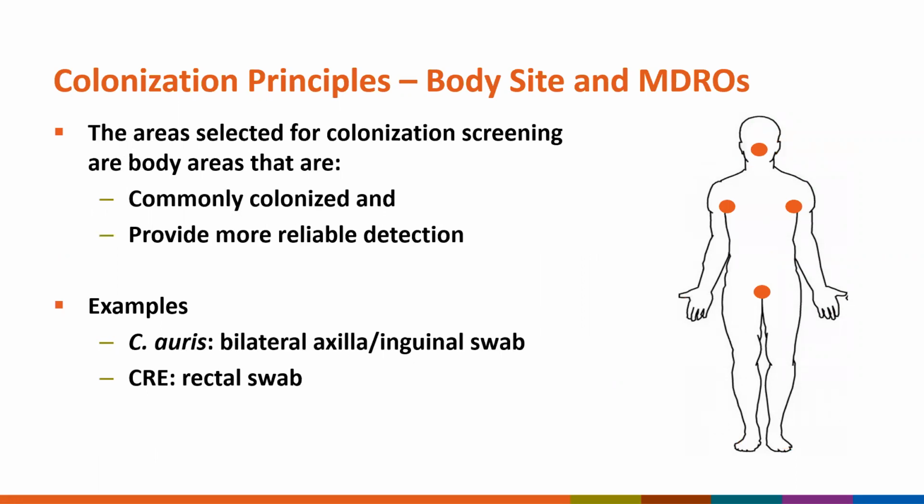So then when it comes to how we are going to screen for colonization, you don't necessarily have to sample every single body site that could potentially be colonized. We need to pick something that's going to be useful for reliable detection. So for Candida auris, the recommendation is bilateral axilla and groin swab. And for CRE, that's a rectal swab.